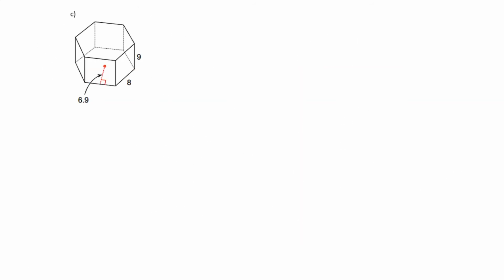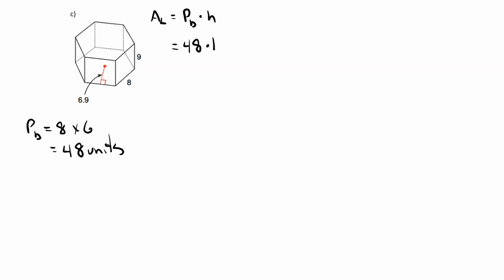So we've got a regular hexagon. Let's start with the lateral area. We need the perimeter of the base times the height. So let's get the perimeter of the base first of all. We know each side has a length of 8, and there are 6 sides. So we have a perimeter of the base of 48 units. So the lateral area is 48 times the height, which is 9, or 432 units squared.